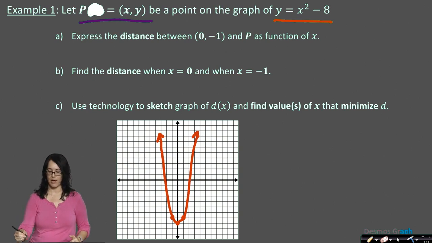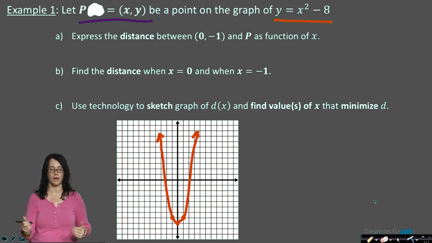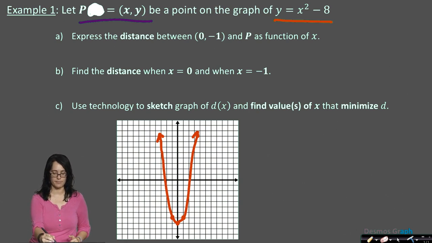But the whole point of the problem is imagining that if you were a point on this trajectory, that means you're changing locations at different points along the pathway, right? This might be a curve, part of some sort of, let's say, roller coaster ride. And at different locations, you are a different distance to some fixed point. So let's say, for example, that we call the point P a location here, right? At that location P, it has a certain x value and it has a certain y value, right?